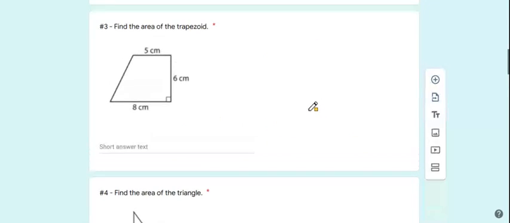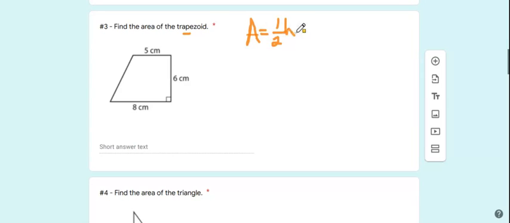Number 3, I have area of trapezoid. Okay, so how do I find the area of a trapezoid? Area of trapezoid equals what? 1/2 of the height. I take half of the height and I multiply that by the sum of the bases. When you hear sum of the bases, you should think sum, that means add. So I need to add those bases together. B sub 1 plus B sub 2. So my bases are 5 and 8, right? My height, what is my height? Well, it's where the right angle is formed. So right here, where the right angle is formed, that is my height. That's how tall the trapezoid is.